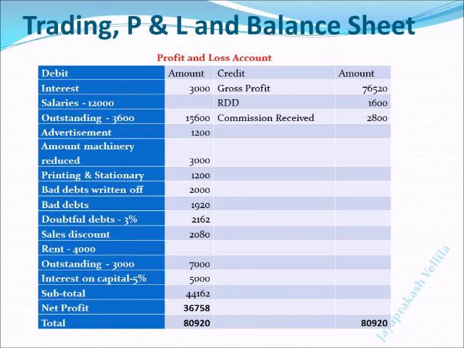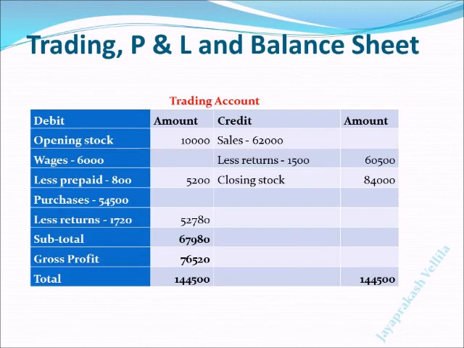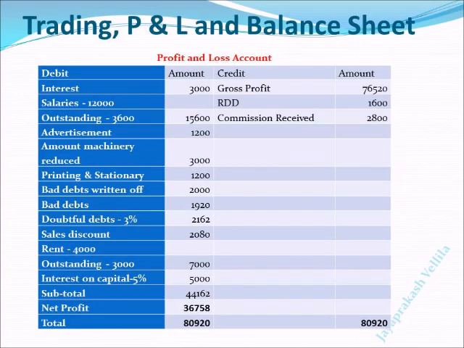Today we are continuing the calculation of final accounts in respect of Mrs. Ravin and Sons. In the last video we found the trading account and found the gross profit as 76,520. Next we are going to make the profit and loss account.